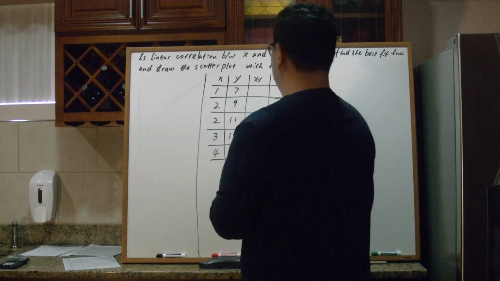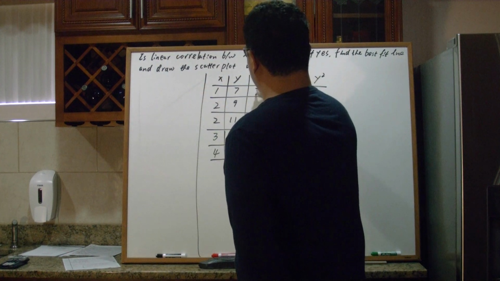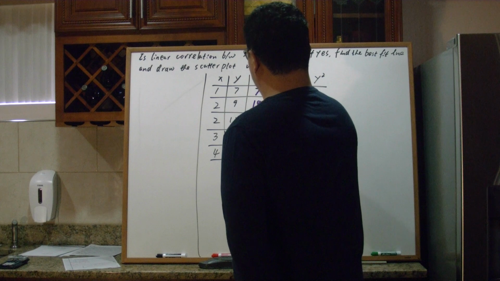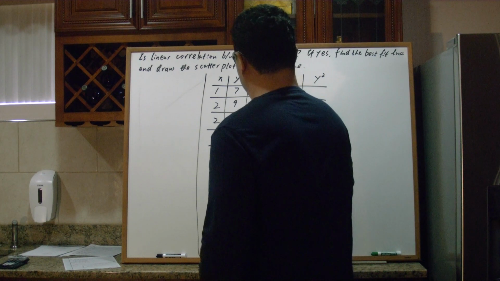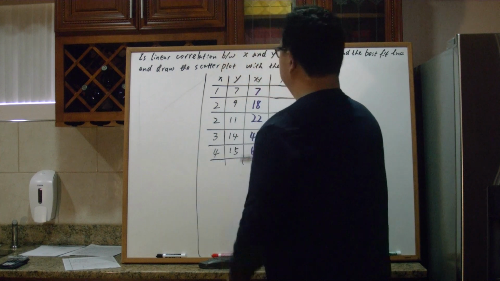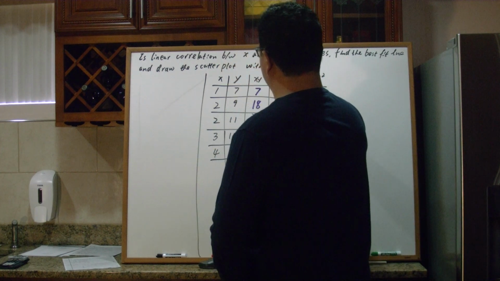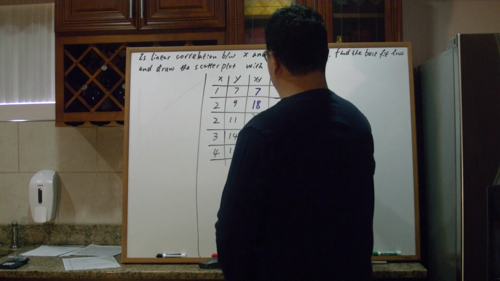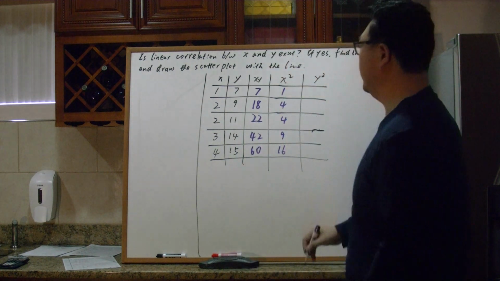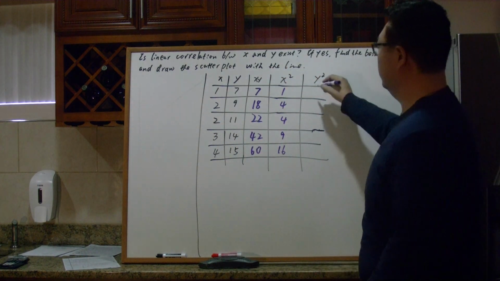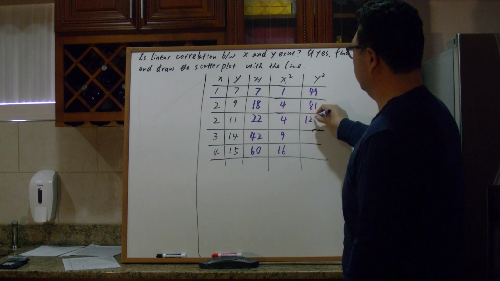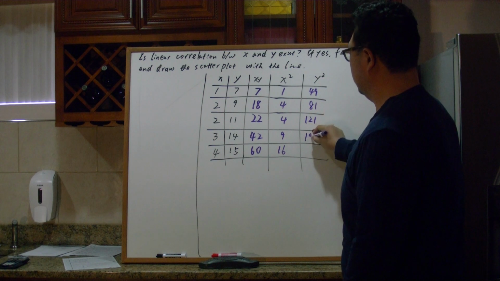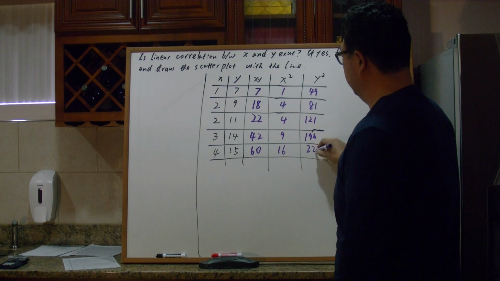From that, we can find the product: 7, 18, 22, 42, and 60. X squared, that's the square of x: 1, 4, 4, 9, 16. And the y square will be the square of y: 49, 81, 121, 196, 225.